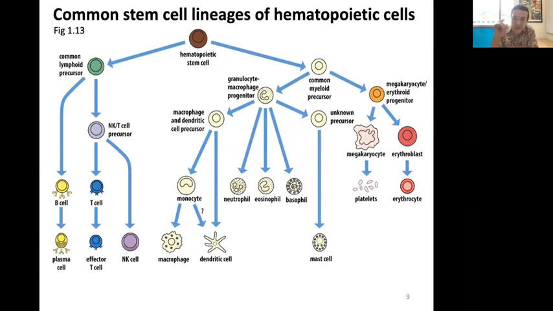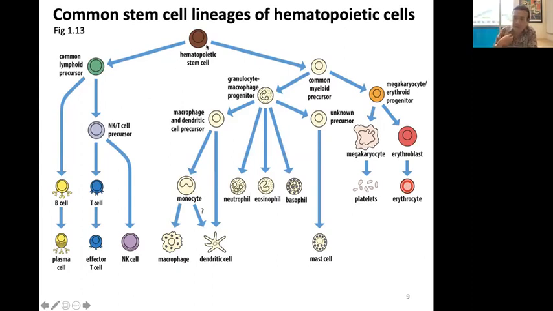So let's take a look at this cartoon here, slide 9. We will go back to this cartoon over and over again through the semester. It's a good one because it helps us keep track of how all these different cell types that we will be learning about sort of fit together in this diagram of our immune system.